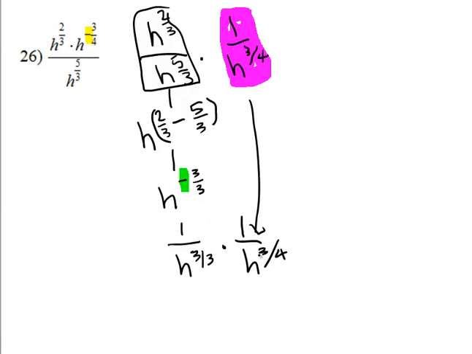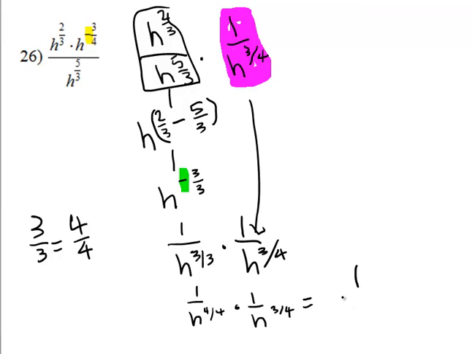Now, I have to combine fractions here because I'm multiplying. So 3/3, keep in mind, is the same as 4 over 4. It's also the same as 1, but we're going to pretend we don't know that at the moment. So here I have 1 over h to the 4 over 4 times 1 over h to the 3 over 4, which is the same as 1 over h to the 7/4.